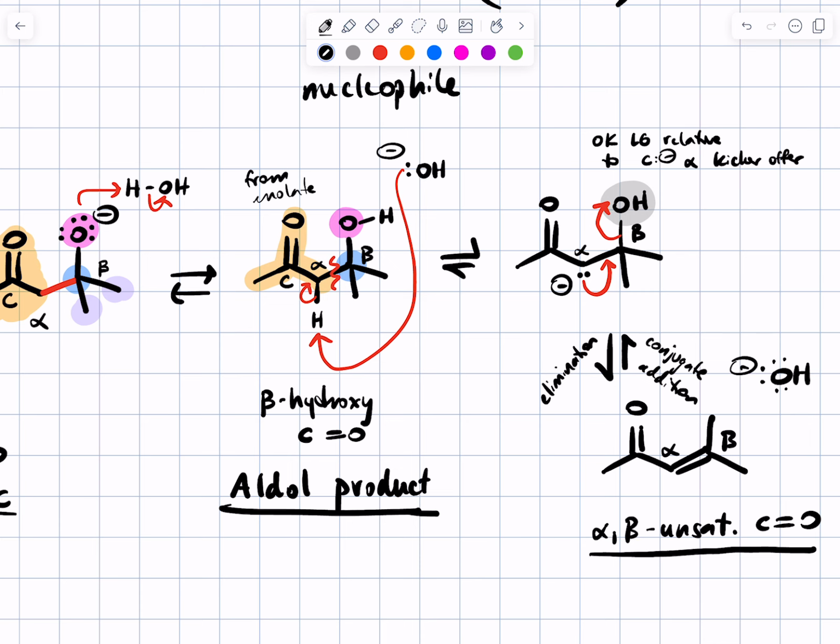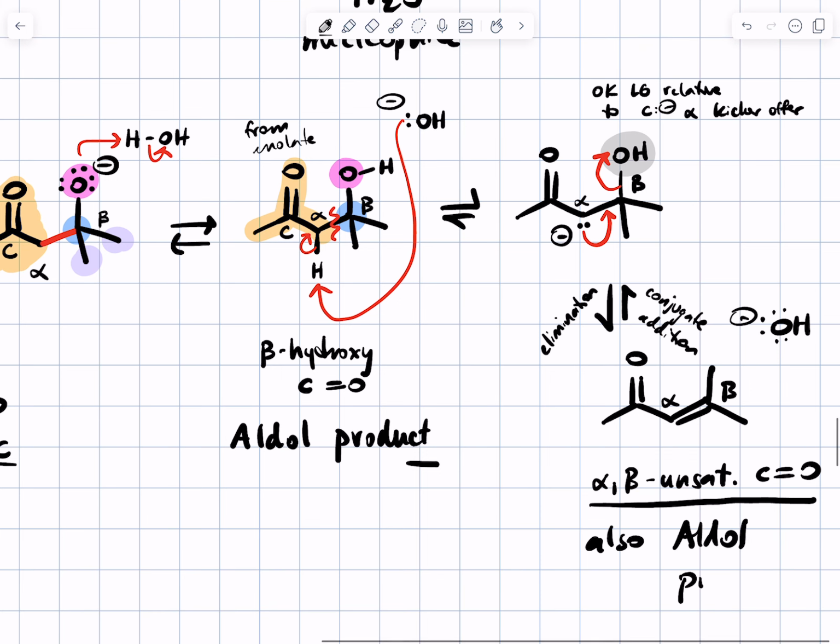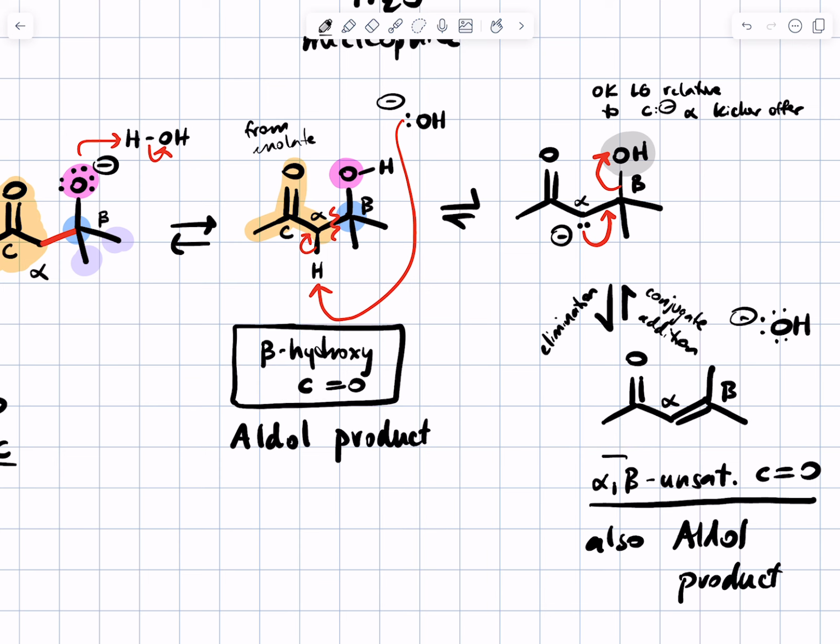Both products are in equilibrium with each other, so which one you get will honestly depend on which one is more stable. So I'm going to write down here, this is also an aldol product. And you won't really know without a lot of experience which one is more stable. I'm never going to give you a multiple choice question where I put before you the beta hydroxycarbonyl compound and the alpha beta unsaturated carbonyl compound and say which is the aldol product. Select the one that is right.